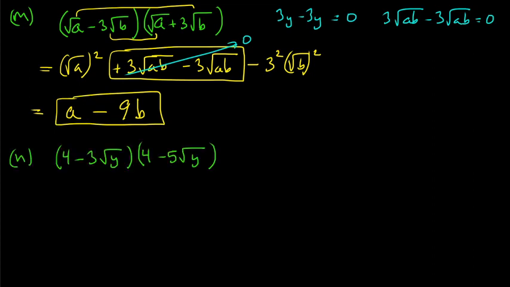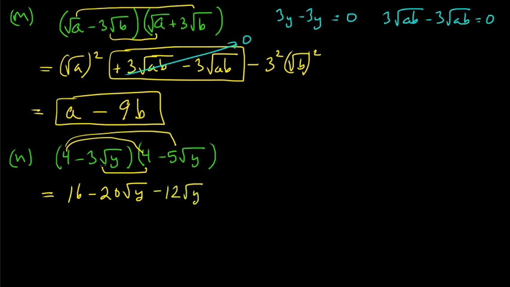I was almost going to skip n because it's very similar. It's also FOIL here. But we'll do it quickly. So 4 times 4 is 16. And then 4 times negative 5 square root of y is negative 20 square root of y. The inside is negative 3 times 4 is negative 12 times square root of y. And then the last, negative 3 times negative 5 is positive 15 square root of y times the square root of y, which is just y. So you're going to get 16.